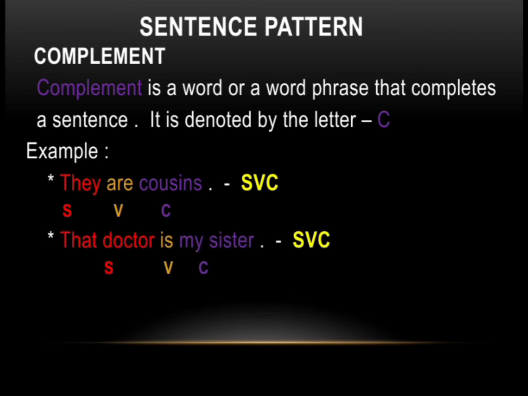The next example, that doctor is my sister. Here, that doctor is the subject, is the verb. My sister is completing the sentence and it is giving the completion for the subject and so it is the complement. And the pattern for this sentence is SVC and it is a subject complement. The next example, Kate has a keyboard. Here, Kate is the subject, has is the verb. Keyboard is completing the meaning for the sentence and so it is a complement and this is also a subject complement and the pattern is SVC.